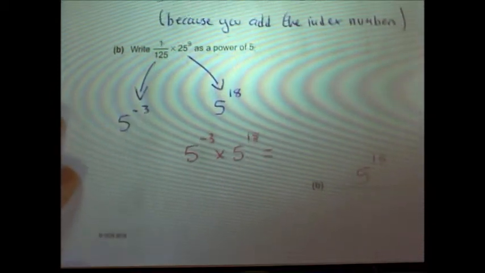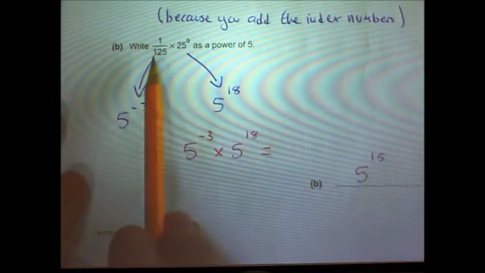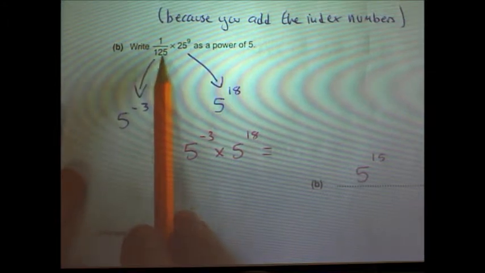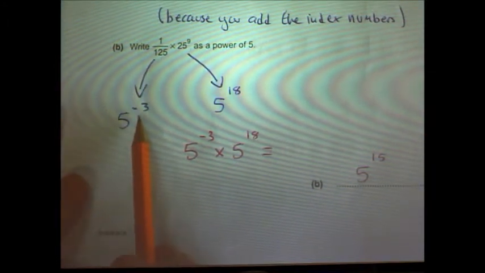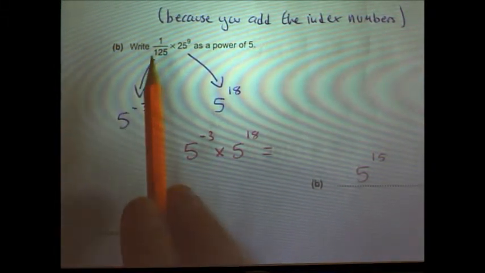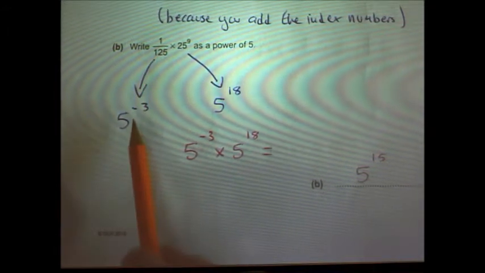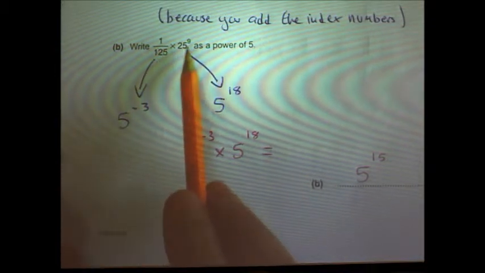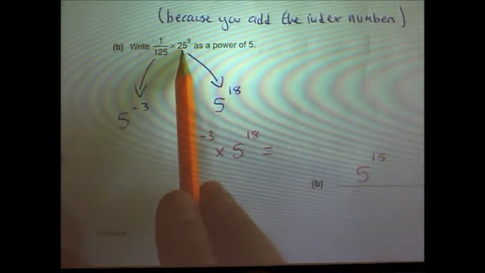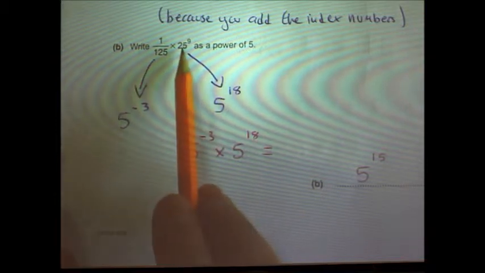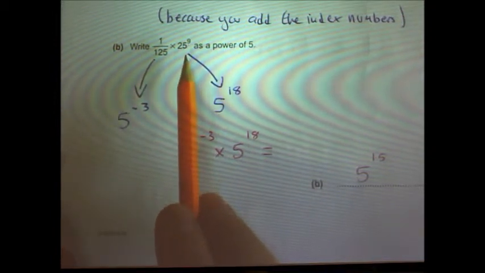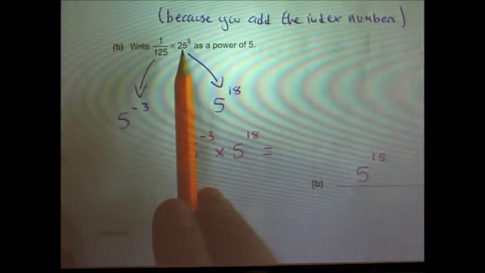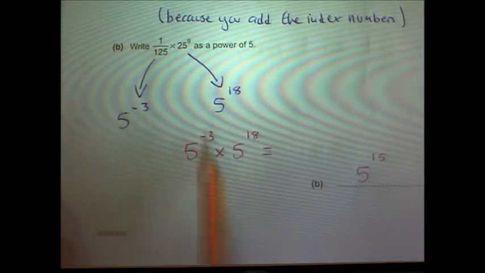Part B, I thought this was really nasty, but I'll talk about it. You need to know that 1 over 25 is 5 to the power minus 3. 5 to the power 3 is 125, but if you want to put 1 over it, it'll be to the minus 3. So you sort of either know that or you don't. 25 to the power 9 is the same as 5 to the power 18, because 25 is 5 times 5. So it's done 5 times 5, 9 times. So 5 times 5 times 5 times, and so on, that will be 18 times.